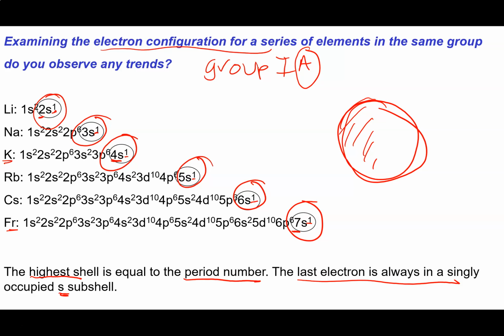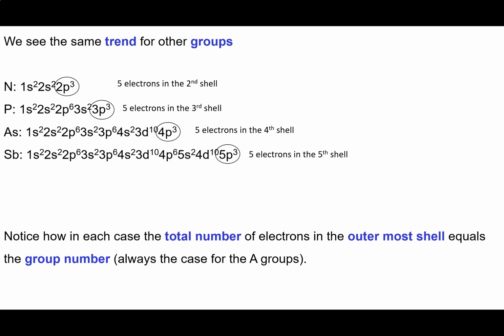And we're going to see that for all of the groups, especially for the representative elements, the outer electrons are in the same type of subshell every time, and also that the highest shell corresponds to the period number every time. So that's kind of interesting. What this means is that elements in the same group behave chemically similarly because their outer surfaces are similar, and it's through their outer surfaces that atoms interact with one another. So let's have a look.